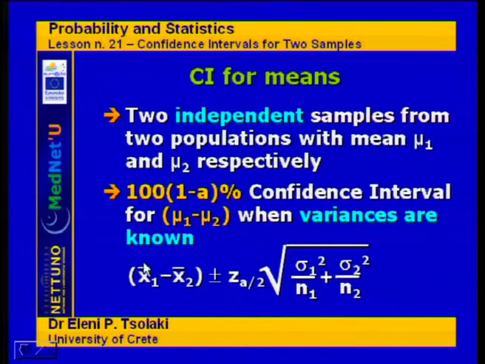We see that it has some similarity with when we have one sample. Here we take the difference of the two sample means. Again we use the standard normal distribution, and we calculate some combination of the two population variances.